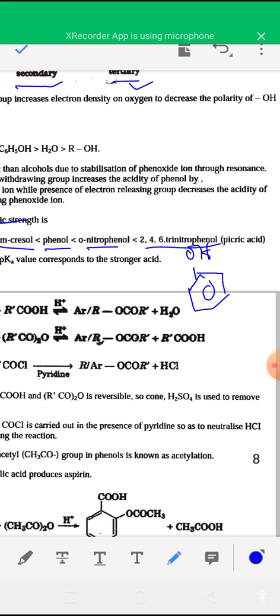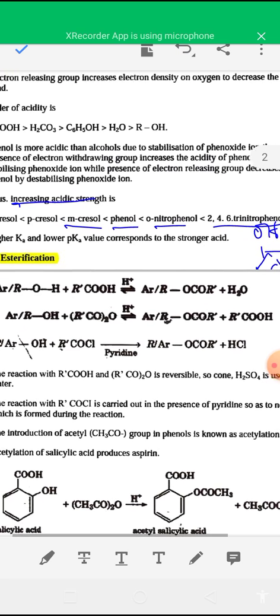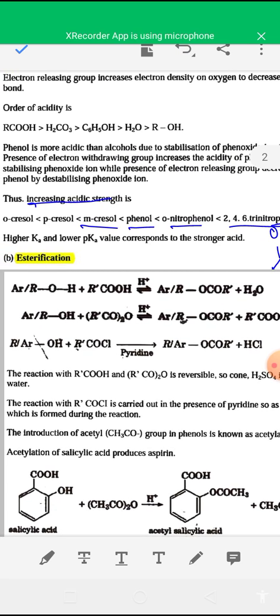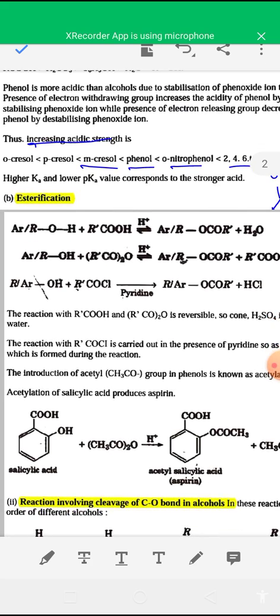And if an electron donating group is present in the benzene ring, then the acidic nature of phenol will decrease. If G is an electron withdrawing group like the NO2 nitro group, then the acidic nature of phenol will increase. And if it is an electron donating group like the methyl group, then the acidic nature of phenol will decrease. So you have to remember the acidic nature of different substituted phenols.